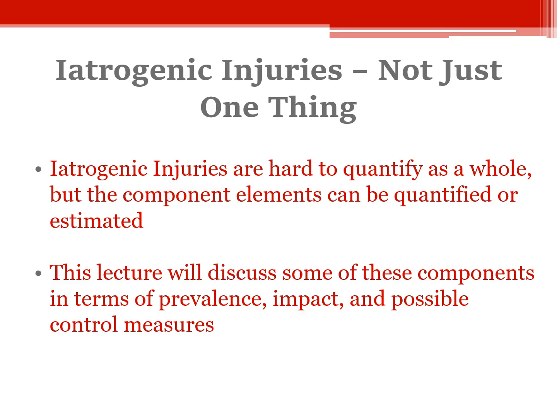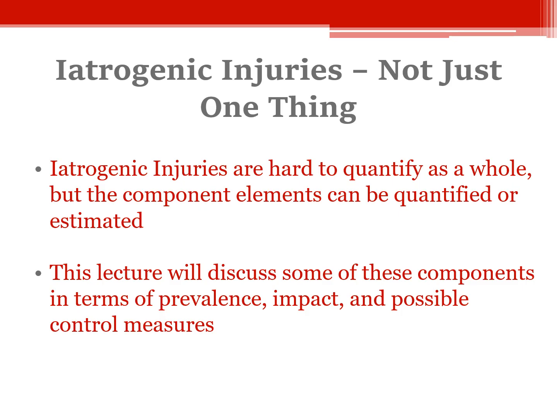So this is why it took me several slides to fully explain what iatrogenic injuries are, because they're not just one thing. This means that they're kind of hard to quantify as a whole, but we can quantify or estimate the component elements that contribute to iatrogenic injuries and try our best to see if we can apply some control measures to those.